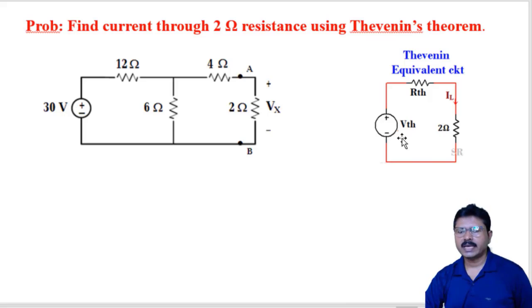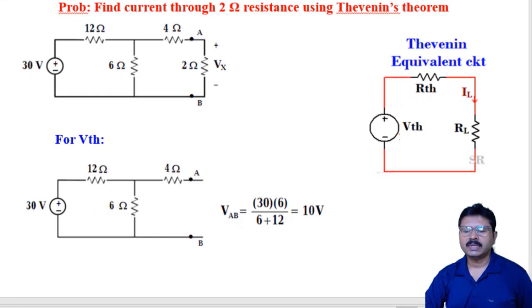Next we have to find out VTH and find out RTH. For VTH, what we should do? We should remove this RL. So we have removed RL. Now we have to calculate the potential at point A with respect to point B.